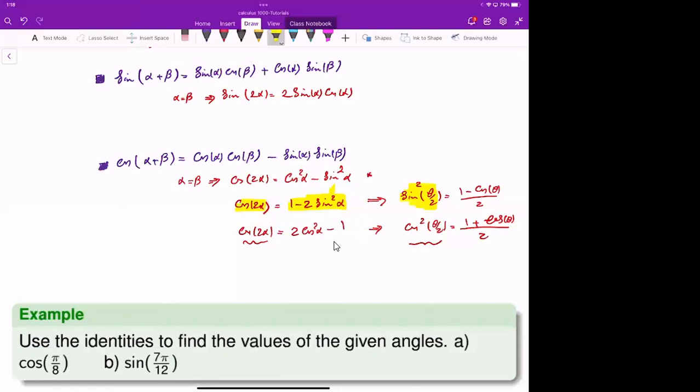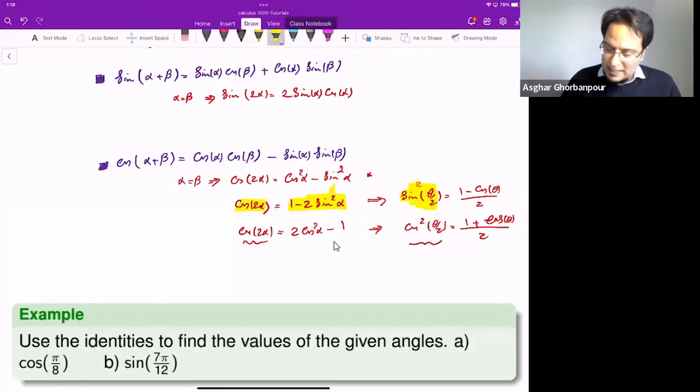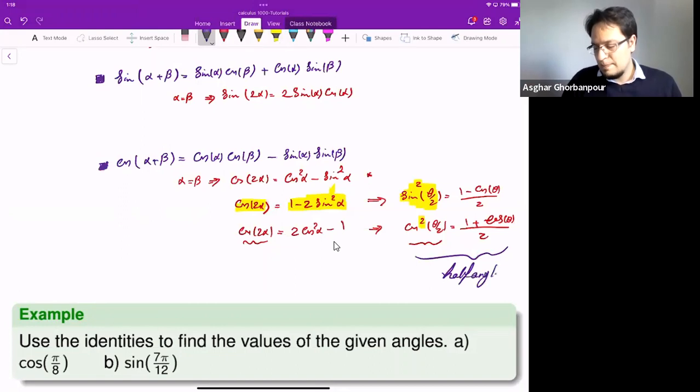Well, this is not very precise because the square of that is given, and you have to be careful about whether it is positive or negative. But that's basically why this one is called half angle and this one is called double angle. But those are the same thing.